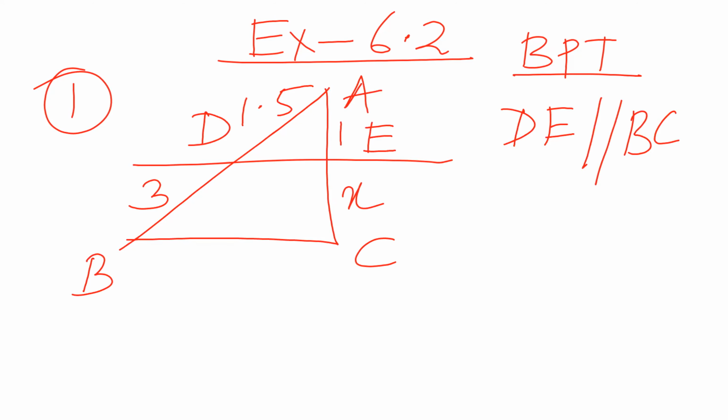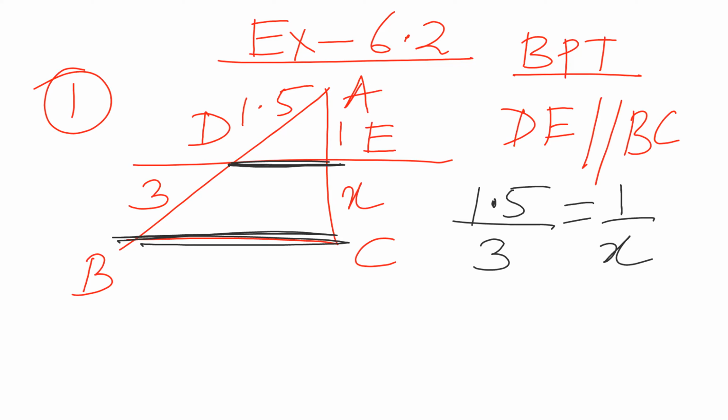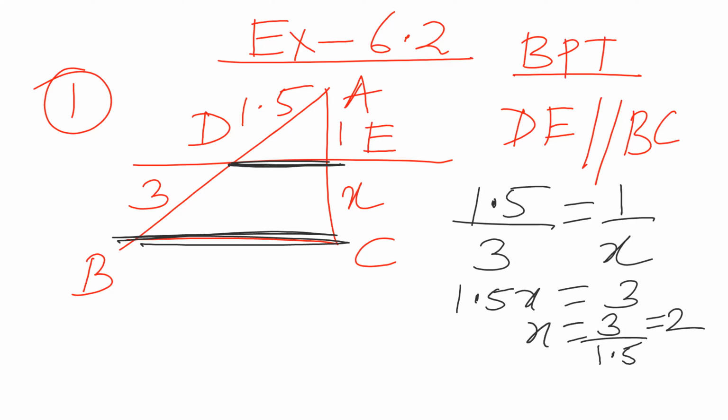बहुत easy है. If DE is parallel to BC, then what does the basic proportionality theorem say? Sir, then the sides should be proportional. अगर मैं डायरेक्ट लिखता हूँ AD by 1.5 equals to 3 by... AD by DB equal to AE by EC, 1 by X. Yes, sir. So 1.5x equal to 3. X will be 3 divided by 1.5, which is what? 2. Right? Yes. No confusion? No, sir.